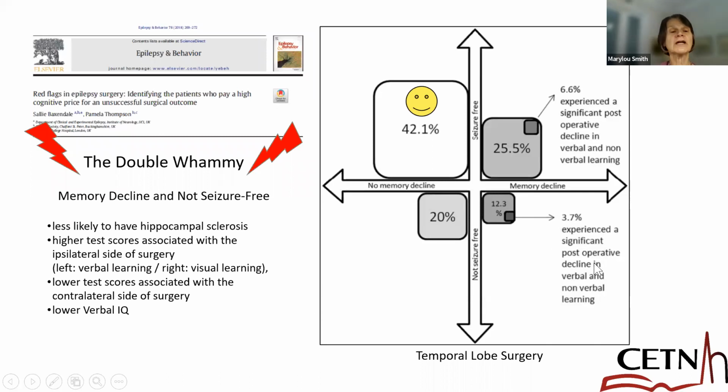So these patients were less likely to have hippocampal sclerosis. They had higher scores associated with the ipsilateral side of surgery. In other words, if the surgery was on the left temporal lobe, they had higher verbal memory scores than those patients who didn't show this decline. And on the right, it was higher visual learning scores. They tended to have lower scores associated with the contralateral side to surgery, and they had lower verbal IQ. So this is a constellation of factors that one could take into consideration when thinking about the likelihood of this negative outcome.